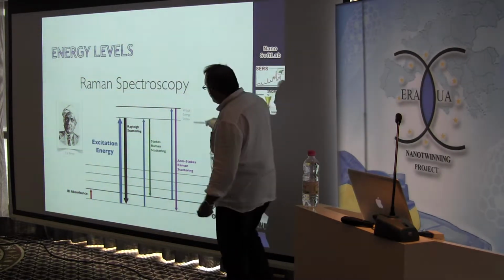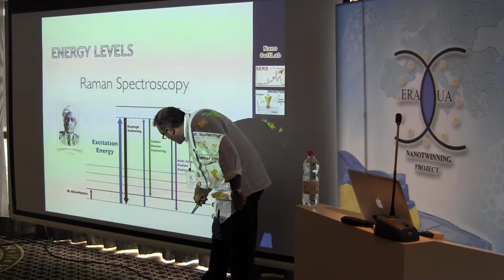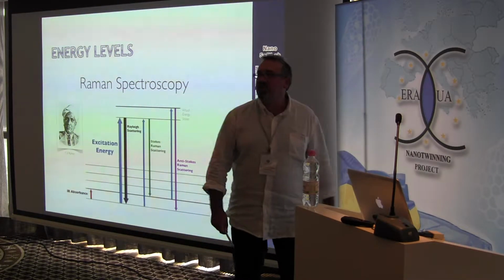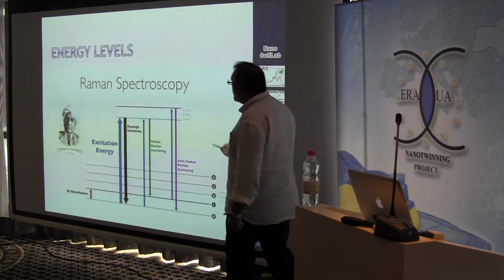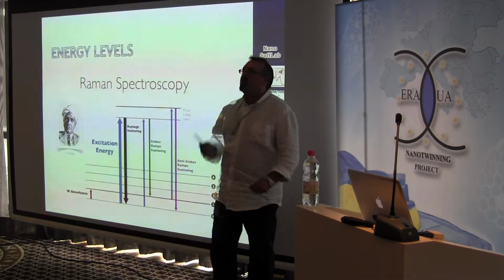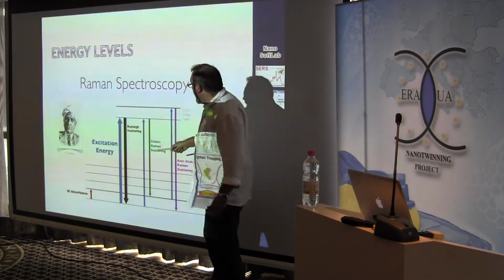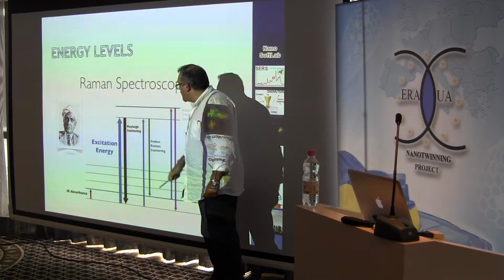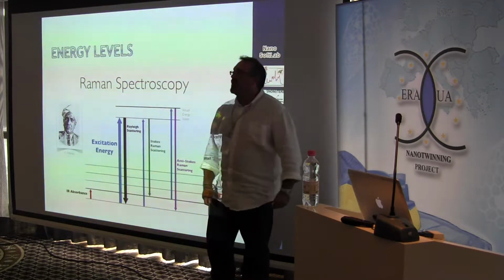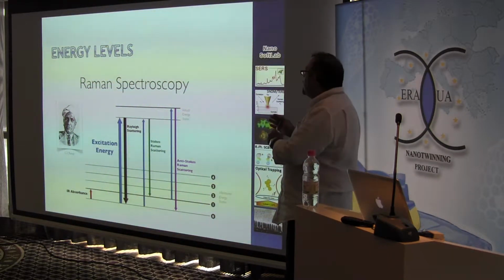What it can do is that the electron, instead of going into its ground state, goes into its first vibrational excited state. So this means that the photon that is emitted has an energy which is a little bit smaller than the photon that you shined. And the difference of energy between the energy shined and the energy that is scattered is exactly equal to the vibrational energy. So you can do a vibrational spectroscopy with visible light.